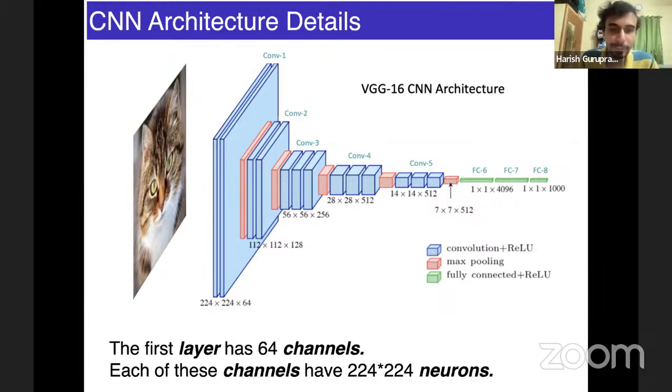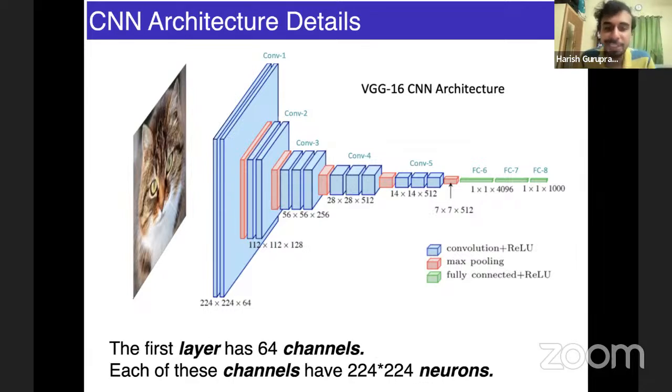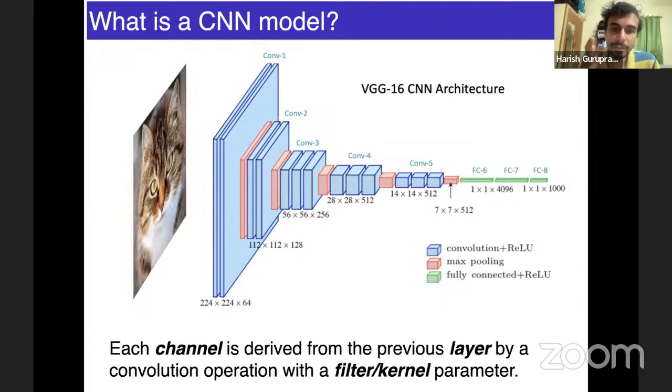Okay, fine. So how do you define these? How are these channels derived? Each channel is really derived from the previous layer by a convolution operation, right? So that's how each channel is derived. I'll give more details, but at this level, the terms to be aware of are channels, layers, and neurons, right? And the model itself is defined by what are called filter parameters or kernel parameters.